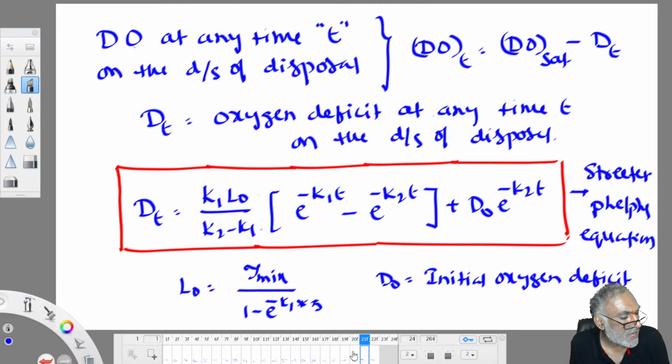One time in the GATE exam, they asked that D naught. That question is not with me, otherwise I would have solved it for you. In the 2020 GATE exam, that question has been asked. Let me verify, let me look on the internet. 2020 Civil GATE question paper.